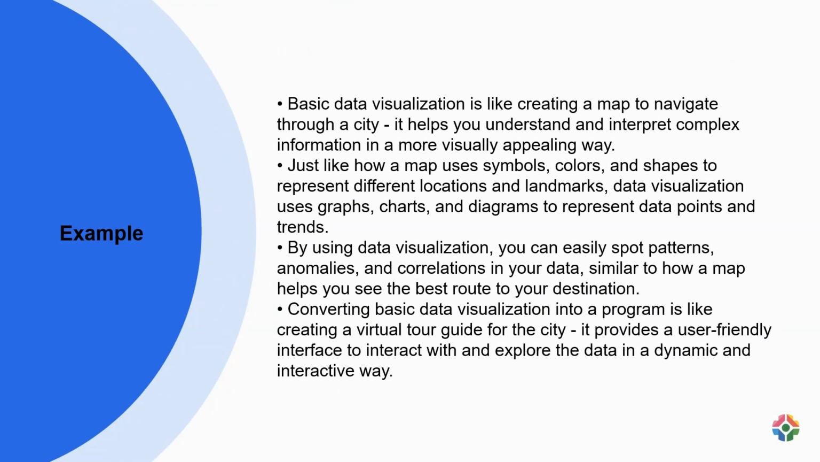Basic data visualization is like creating a map to navigate through a city. It helps you understand and interpret complex information in a more visually appealing way. Just like how a map uses symbols, colors, and shapes to represent different locations and landmarks, data visualization uses graphs, charts, and diagrams to represent data points and trends. By using data visualization, you can easily spot patterns, anomalies, and correlations in your data, similar to how a map helps you see the best route to your destination.